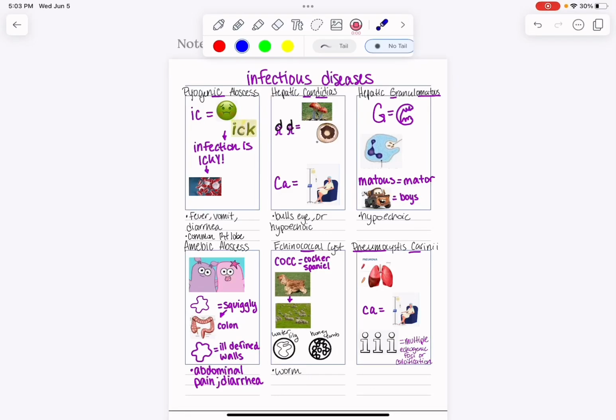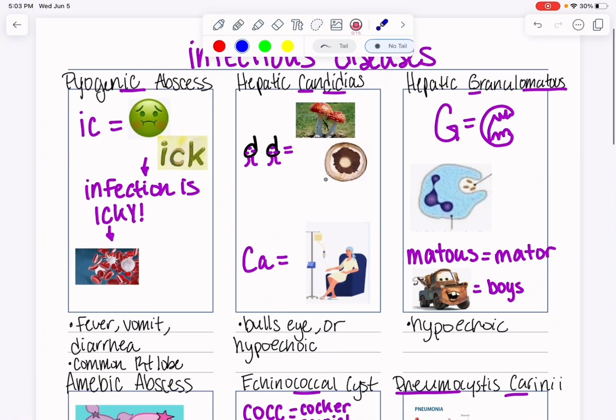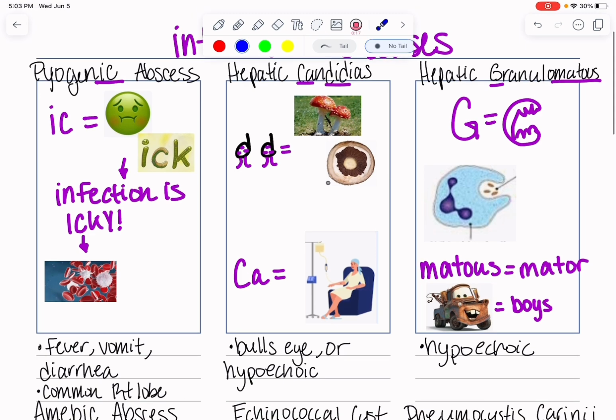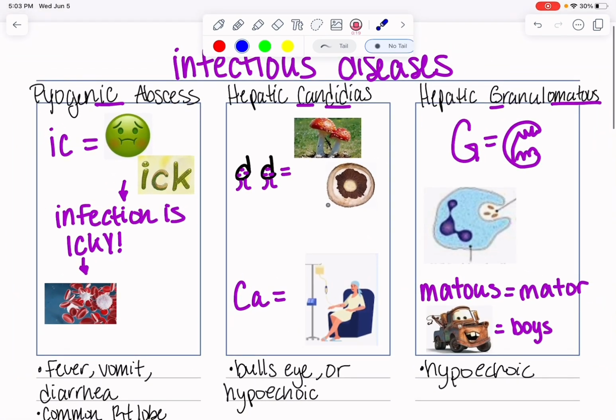A method I have been using to remember the liver pathologies is by creating analogies. So I usually look at the word and I try to make connections with certain letters of that word. For these examples, I'm using infectious diseases of the liver. Let's look at hepatic candidiasis.